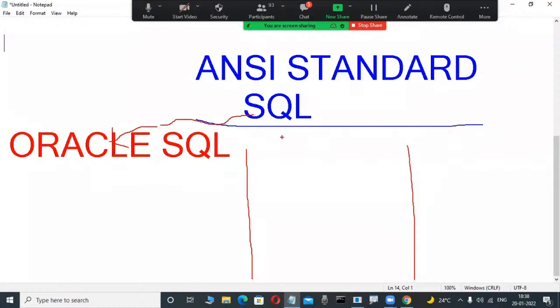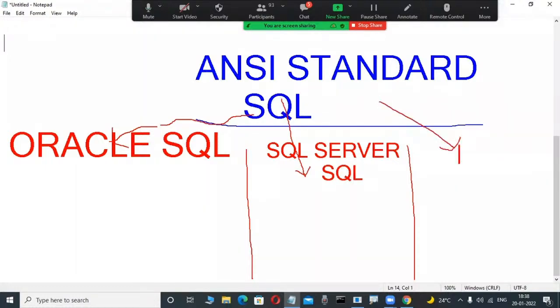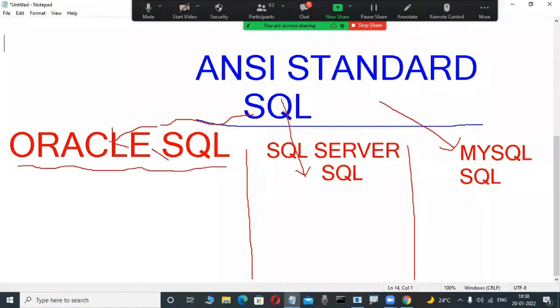So many fellows don't know this. Again, SQL Server, a Microsoft product, created their own SQL from this ANSI standard SQL that is called SQL Server SQL. MySQL also created their own SQL language from this ANSI standard that is called MySQL SQL. That's why in our class we are learning Oracle SQL.